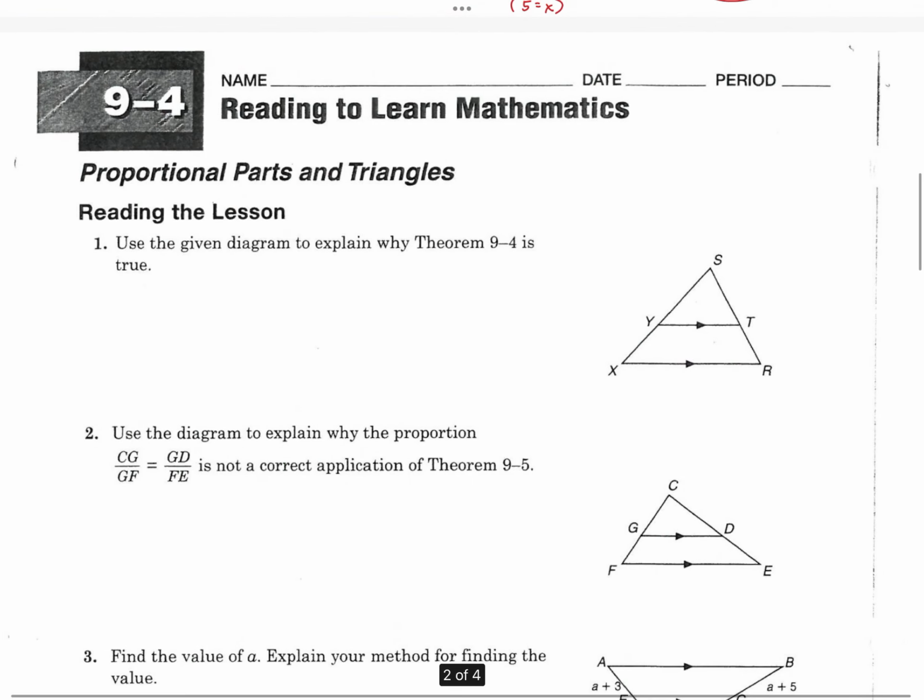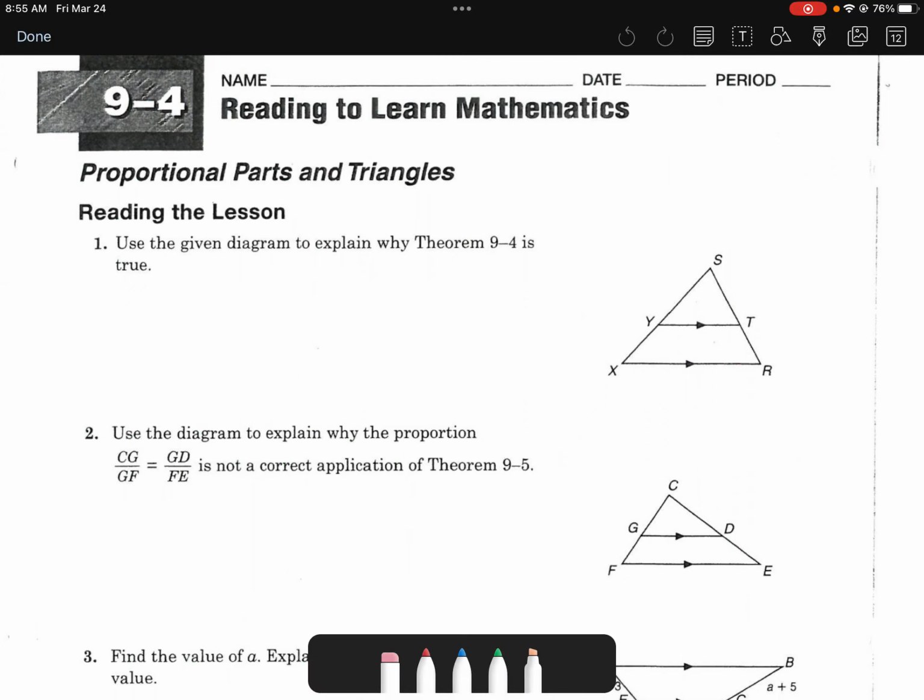This is the Reading to Learn math page for section 9.4. We're looking at proportional parts in triangles. Reading the lesson, number 1 says, use the given diagram to explain why theorem 9.4 is true. So it's important to know what theorem 9.4 says.